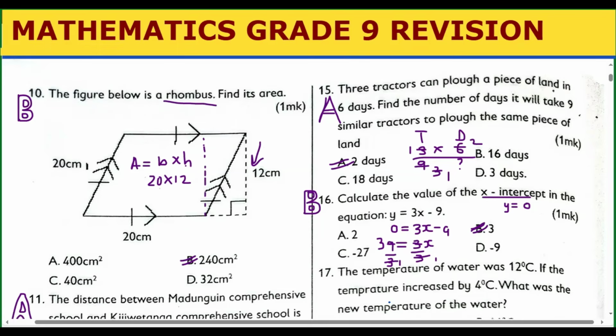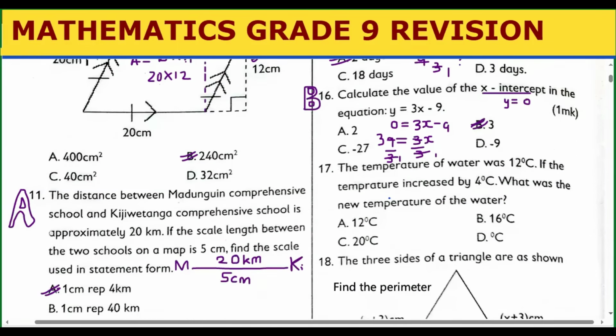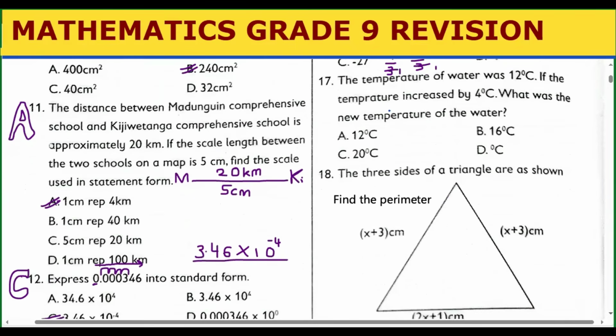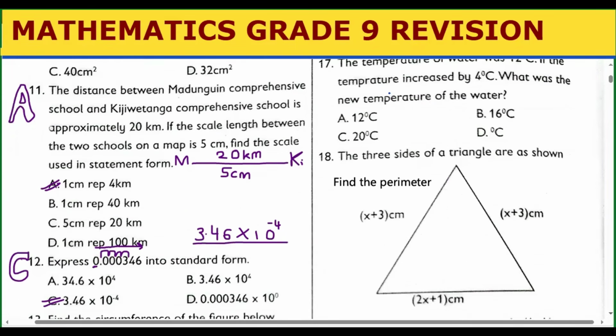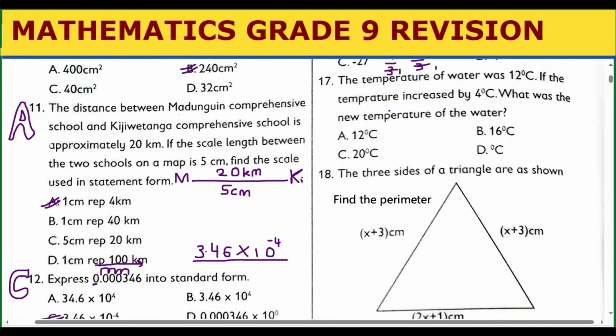Next number is number 17. It says, the temperature of water was 12 degrees Celsius. If the temperature increased by 4, increase means addition. So 12 plus 4. Hii ni ya kufanya tu na kichwa. So 12 plus 4 is 16. So the correct answer is boy. This paper was very simple. Yeah, even the exam you are waiting will be simple.